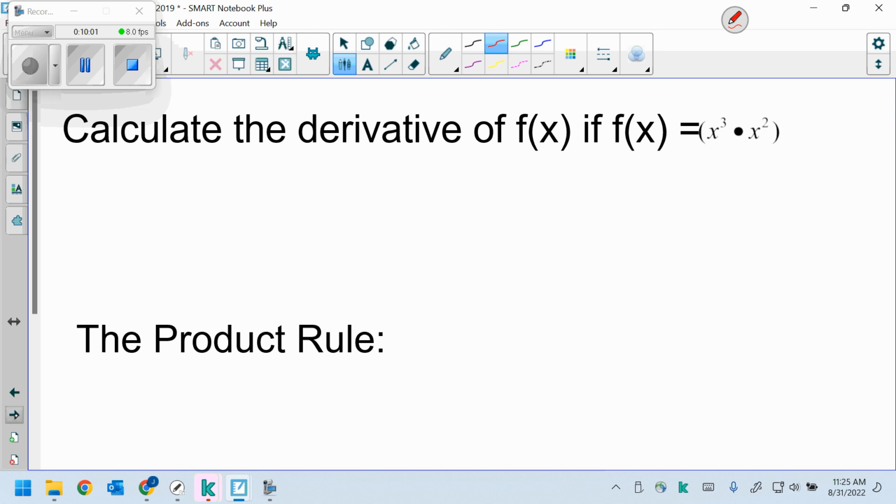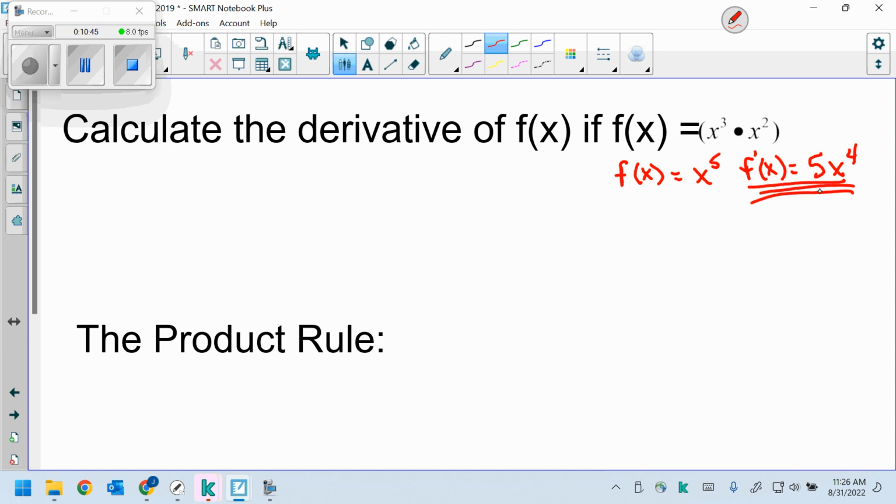Now, we're going to find the derivative of x cubed times x squared. Well, if I found the derivative, maybe I'll simplify it first. I think that's a good way to do this. f of x could be just written as x to the fifth. So f prime of x is equal to 5x to the fourth. And that is the correct answer. If you can simplify, do it. Now, there's going to be times, and it's going to be most times, you can't simplify.